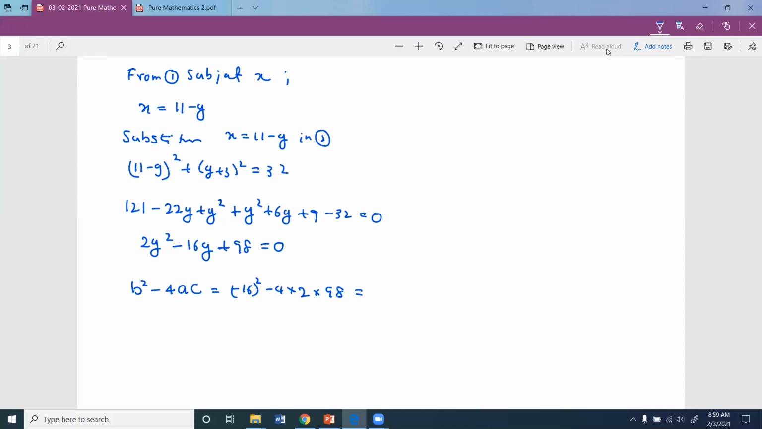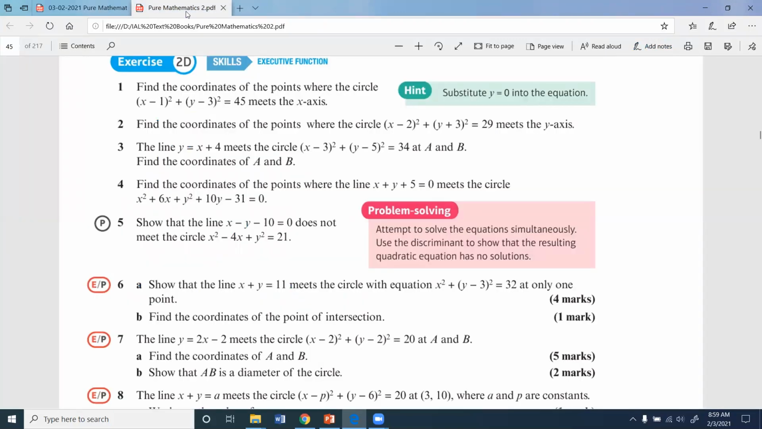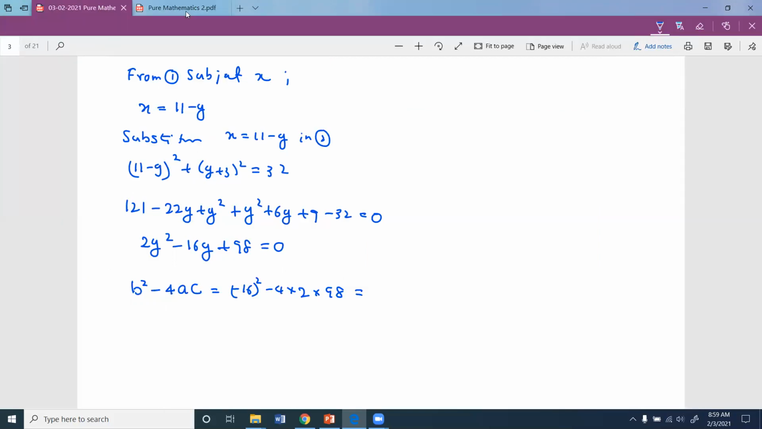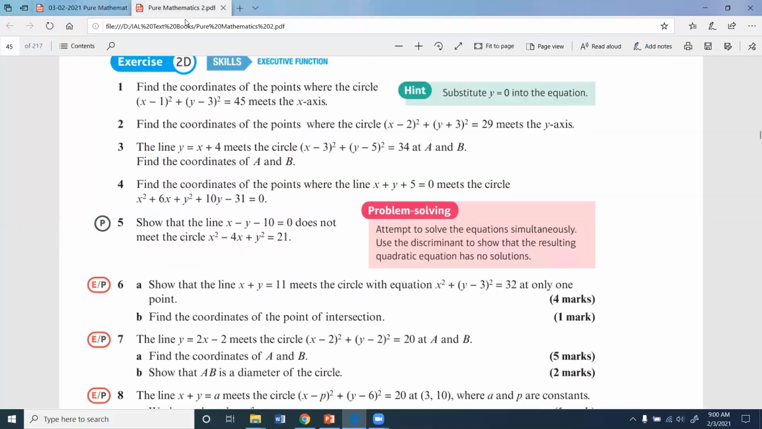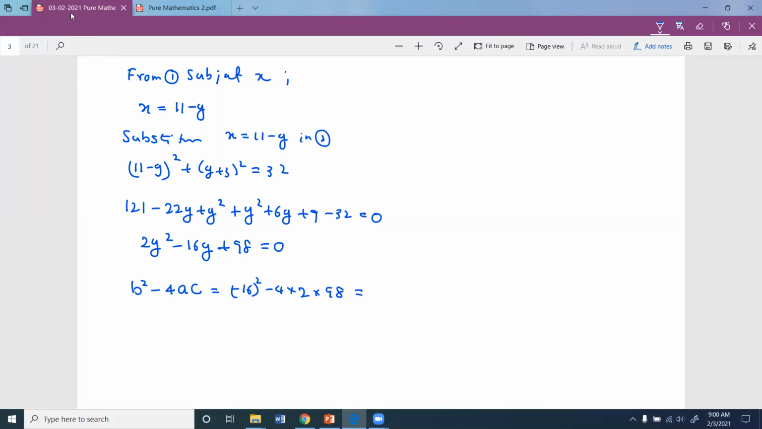This is 11, it's 11 minus y. Yeah, 11 minus y, that is correct. So for this case, 121 minus 22y plus y squared plus 6y plus 9 minus 30. Just check whether the question is correct. It's 32 and 11. Yeah, it's 32. So it turns out to 121 plus 9 minus 32. It's 98.